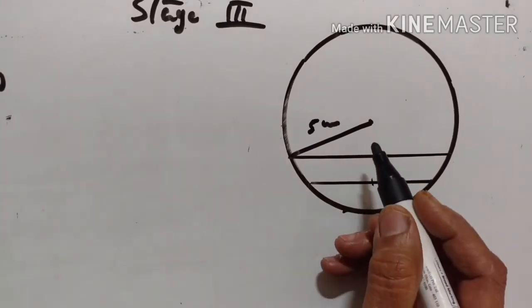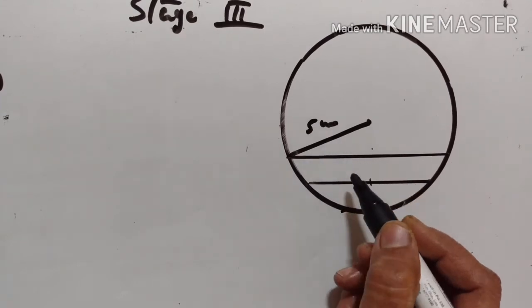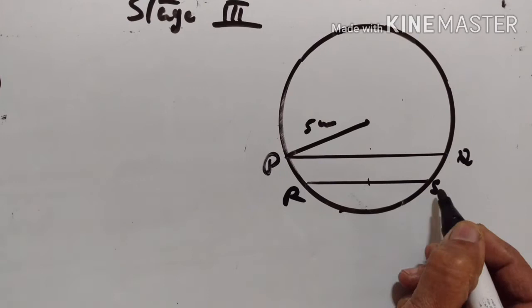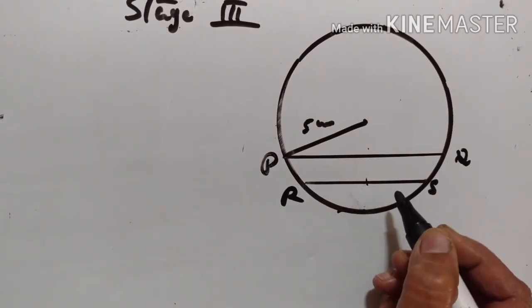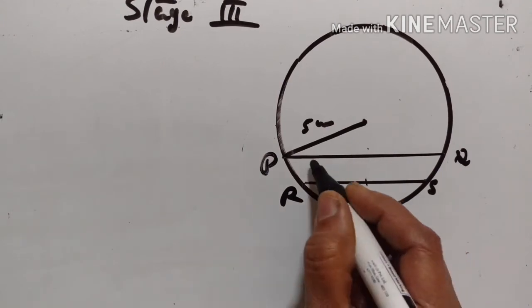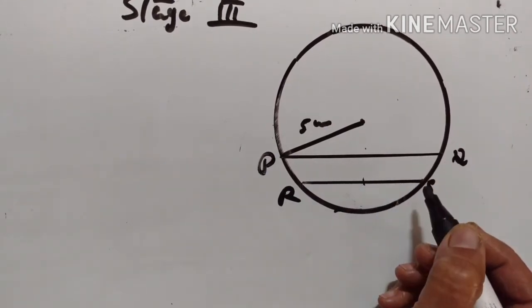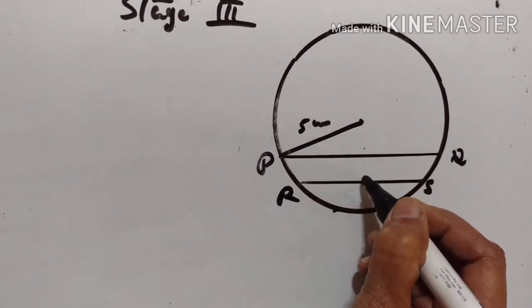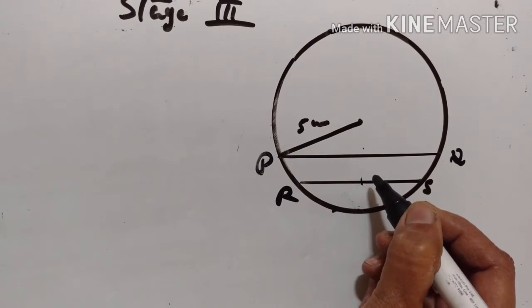In a circle of radius 5 cm, PQ and RS are two parallel chords of lengths 8 cm and 6 cm respectively. This is 8 cm and this is 6 cm. Calculate the distance between these two chords, if they are on the same side of the center, and on opposite sides of the center.